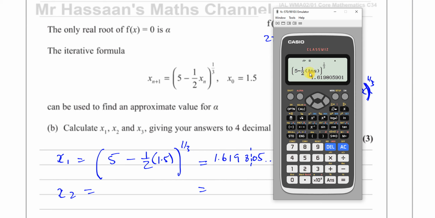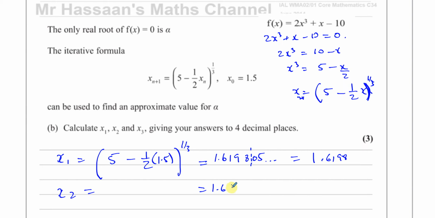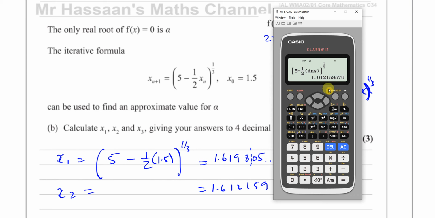Setting up your calculator like this will actually do that for you. When I press equals again, it's going to put the answer that I've got here into this place over there. So pressing equals again will give me the value without having to go through typing it all out again. So I just press equals, and that gives me 1.612159.